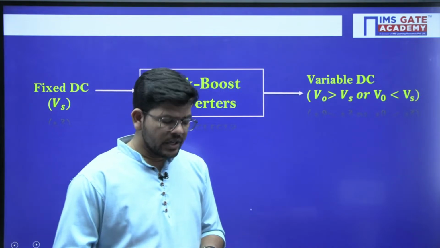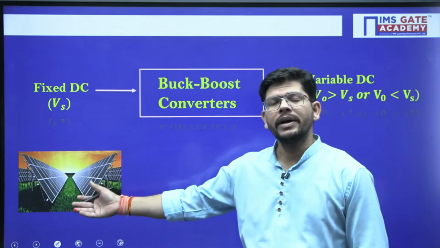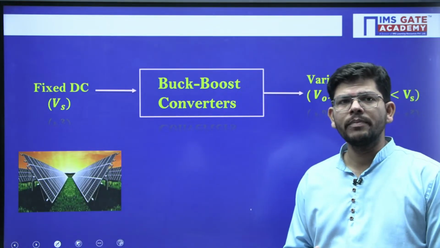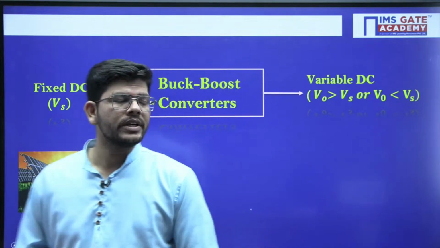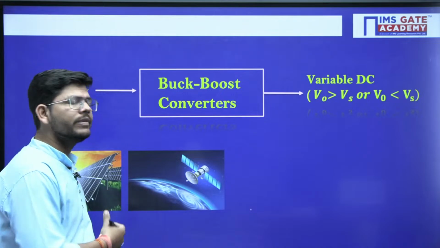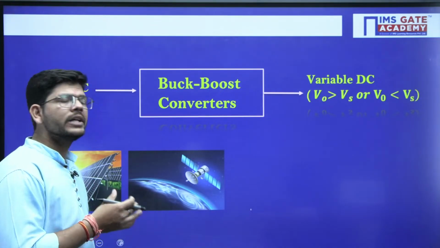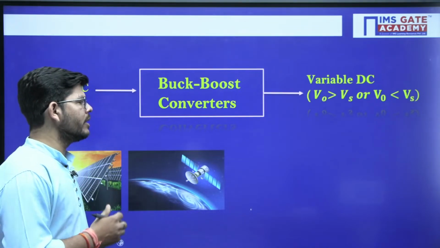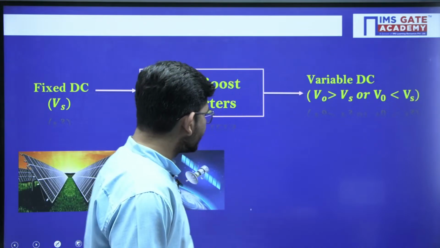Now why do we need this? Because a lot of applications are there, like solar panels. The voltage that we get from a solar panel is very low, so we need to step it up, and for that we need a Boost Converter. In satellite communication we need both types of converters: we need to step down the available DC voltage and we need to step it up as well. So both types of applications are there.